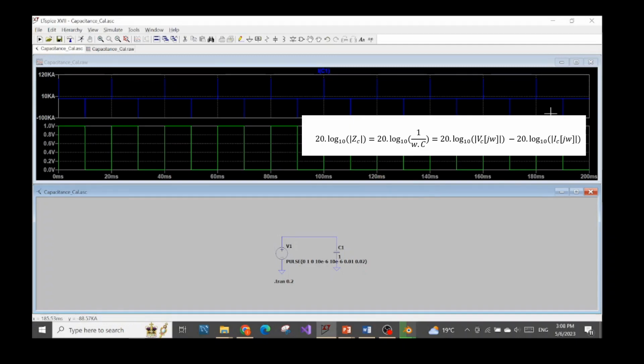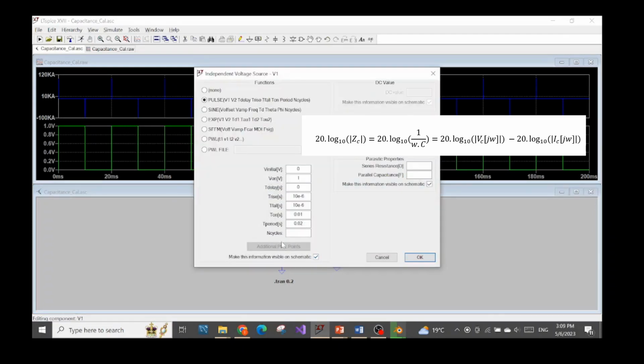Now I put the formula for how to calculate the capacitance in the frequency domain over here, so we can easily see what parameters we need to determine from the measurement in order to determine our capacitance. So now we need to know the voltage in the frequency domain at a specific frequency. If you look at the pulse here, or maybe we can right click on the voltage source, we will see this is the period of the pulse signal. The period is 0.02 second, so the frequency of our square signal, or the pulse signal, is 50 Hz.